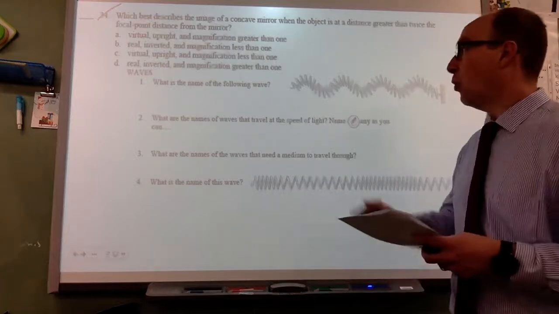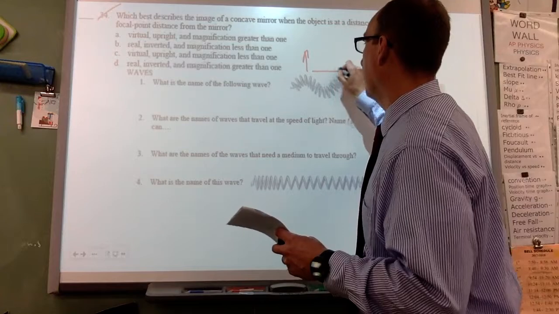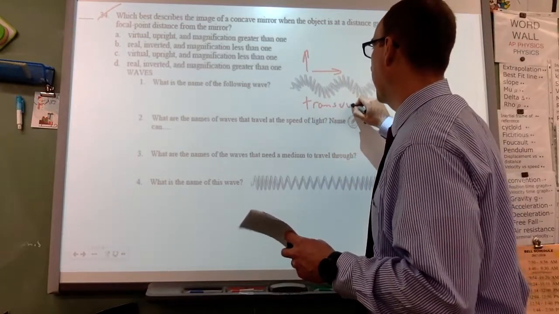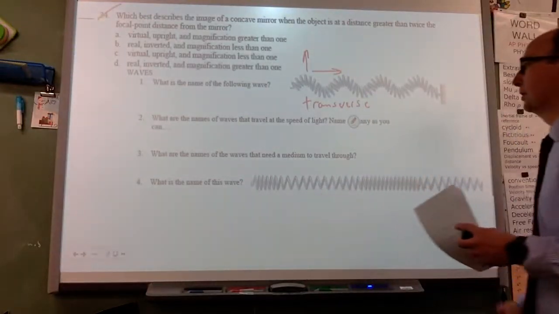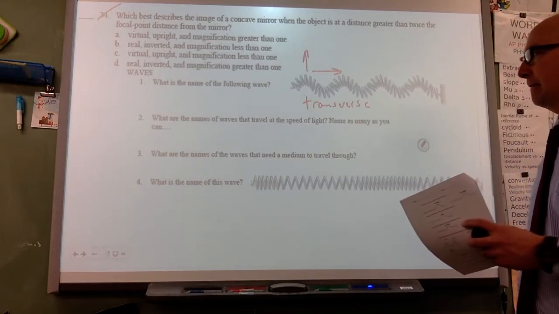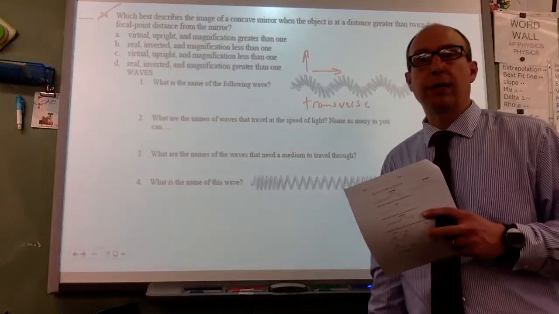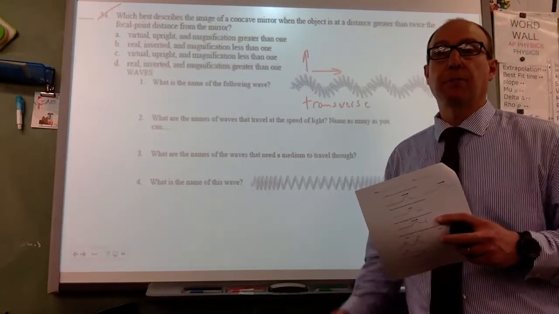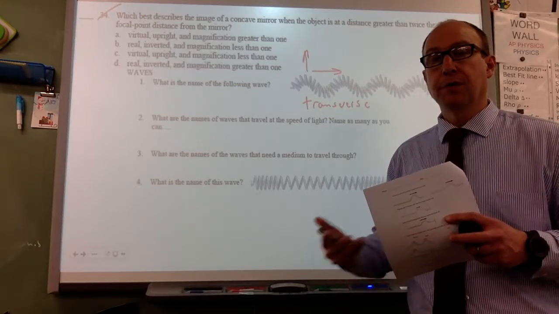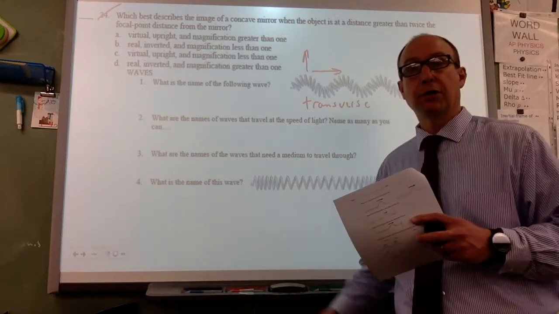All right, so what kind of wave is this? If my disturbance is vertical and my wave travels perpendicular, we call this a transverse wave. Two, you don't need to worry about, but this is all electromagnetic radiation. So this is going to be microwaves, gamma rays, radio waves, visible light, ultraviolet, infrared. All of those are all going to travel at the same speed.